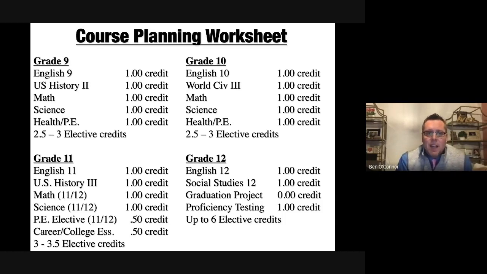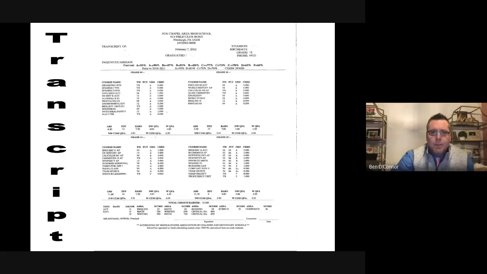The math and science, technically, after their junior year, they're done with the graduation requirements for Fox Chapel. We will try to get them to sign up for one their senior year, but they don't have to. And you'll see the phys ed requirements are there, freshman, sophomore, junior year. Health is there, freshman, sophomore year. And for their junior year, there is that career and college essentials class that I talked about earlier.